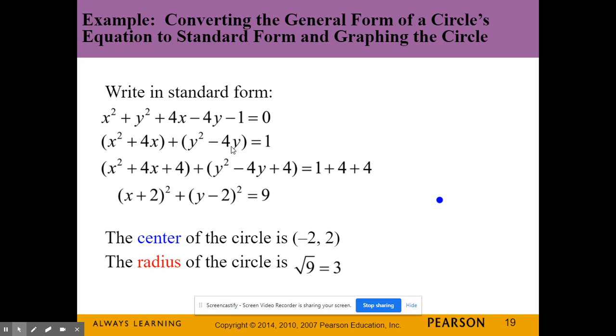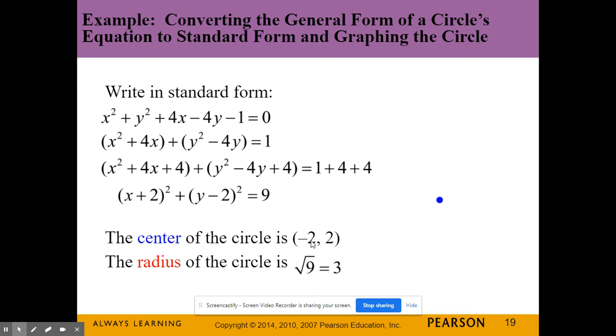For y squared minus 4y, it's basically the same thing. Take that 4. It doesn't matter that it's negative, because when you square it, it'll turn positive anyway. You divide 4 by 2 and you get 2, and then you square the 2 and you get 4. So I'm going to add 4 here, and also add 4 to the other side of the equation. Now I can factor each trinomial separately. We've forced them to be perfect squares. x squared plus 4x plus 4 is x plus 2 squared. y squared minus 4y plus 4 is y minus 2 squared. And when I add up everything on the right side, I get 9.